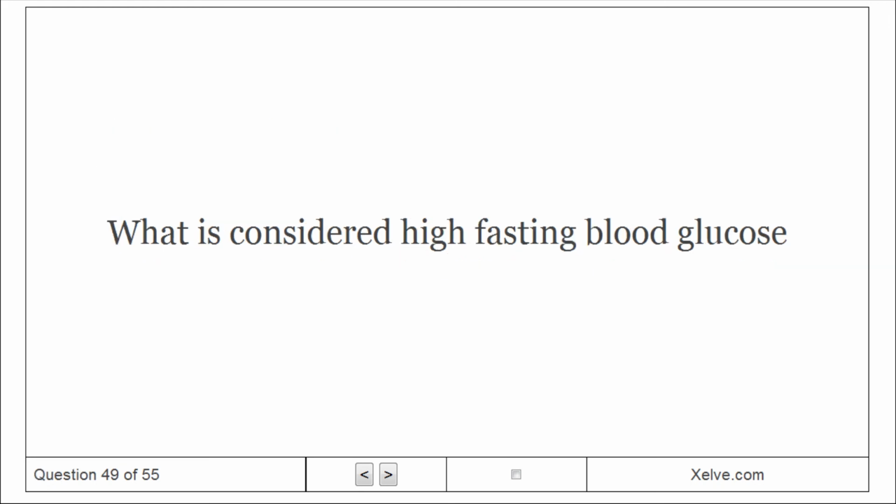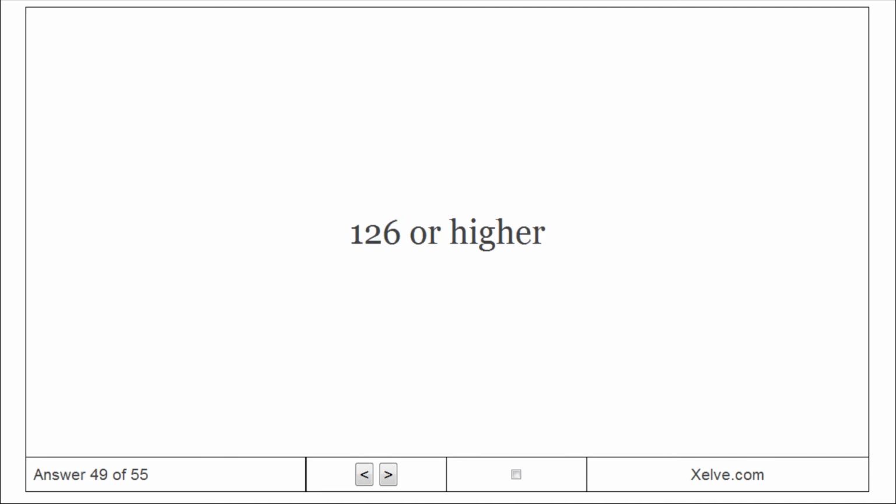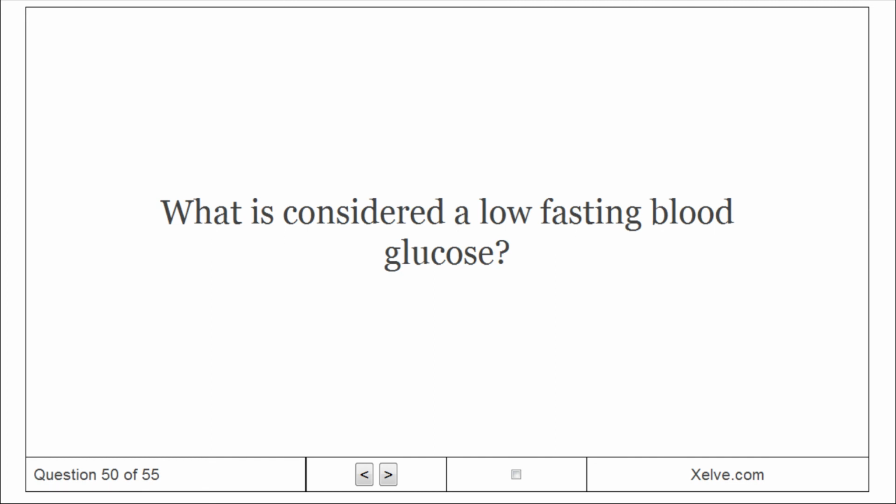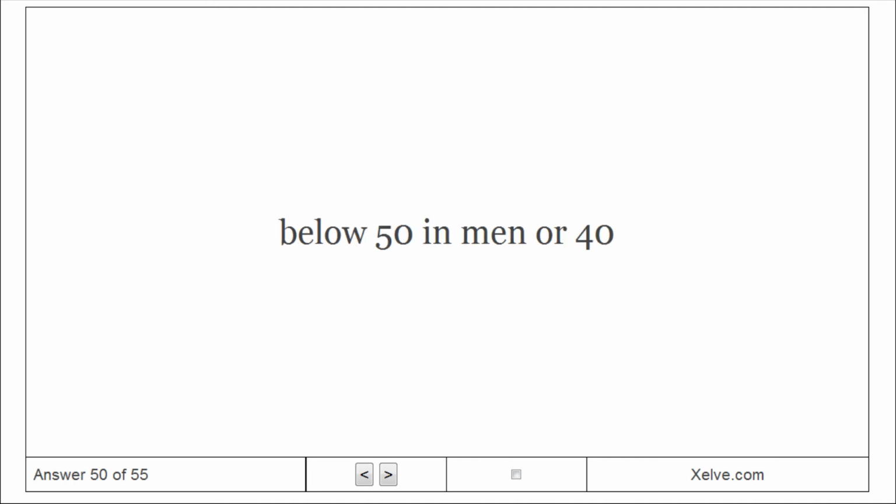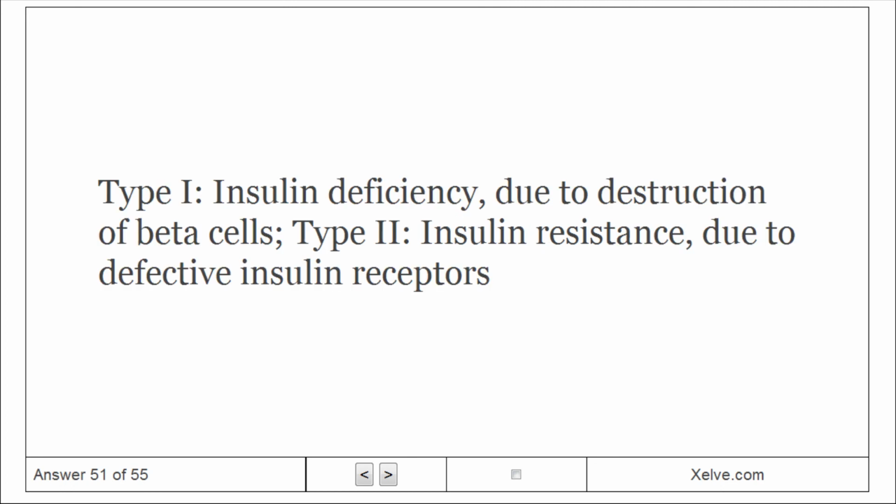What is considered high fasting blood glucose? 126 or higher. What is considered a low fasting blood glucose? Below 50 in men or 40. Types of diabetes. Type 1, insulin deficiency, due to destruction of beta cells. Type 2, insulin resistance, due to defective insulin receptors.